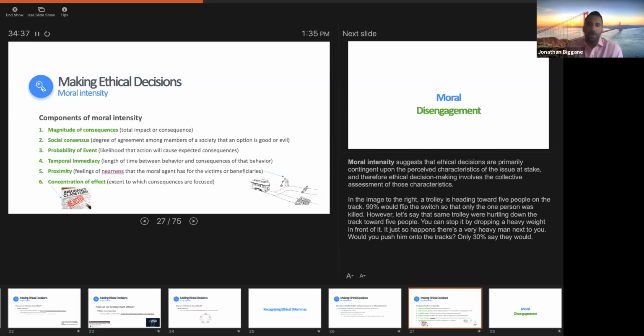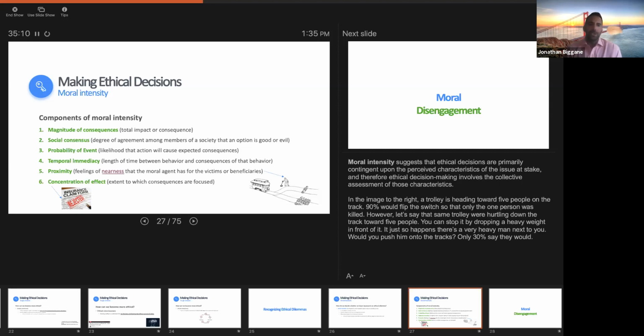Now, in both situations, you're changing the situation so that one person gets killed rather than 5. However, in the second situation where you physically have to touch the person, push them into the train, rather than simply flip a switch, well, now you're closer to that individual. You have more proximity toward them. And so the moral intensity for you would likely increase, even though the outcome is still the same. So proximity plays a pretty big role here.